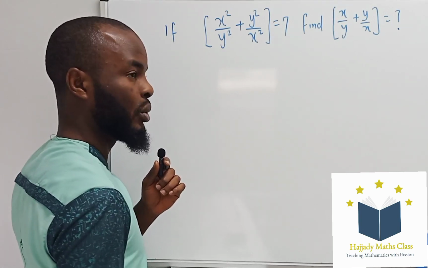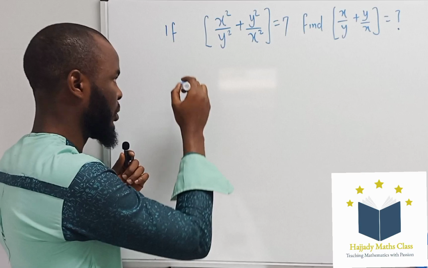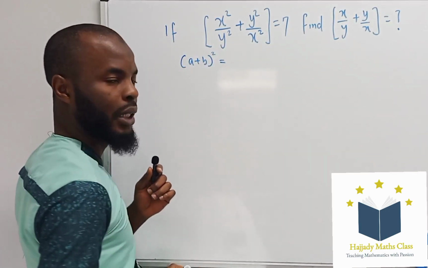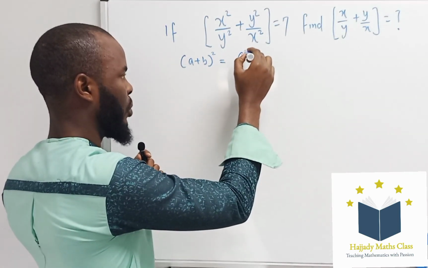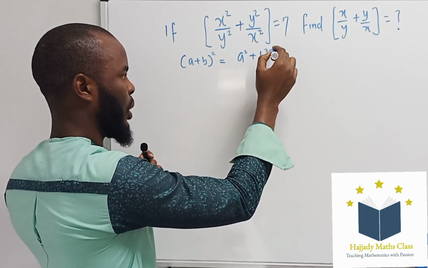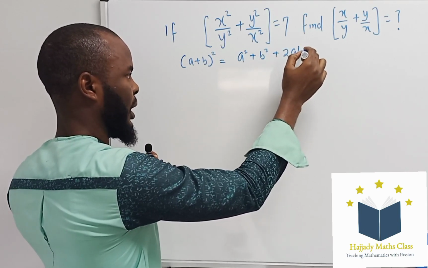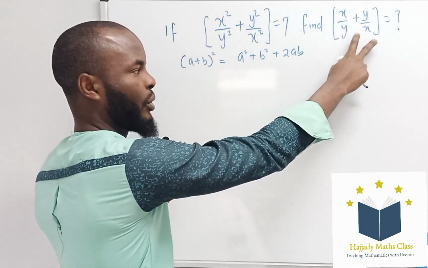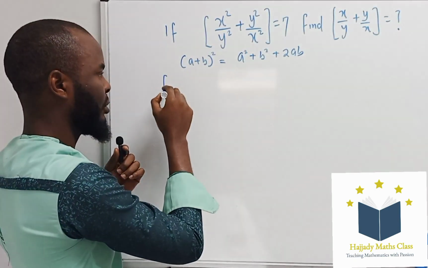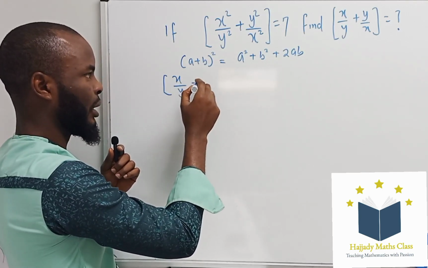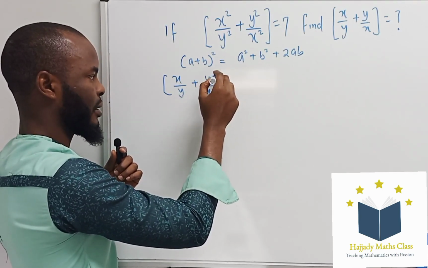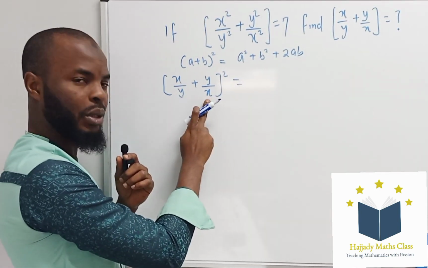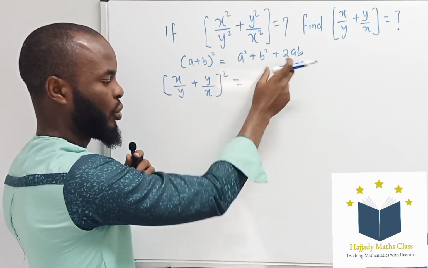Then doing this, I'm going to make use of this particular rule that says that if you have (a plus b) all squared, this is going to give you a squared plus b squared plus 2ab. So applying this rule, I'm going to square this. By squaring this, I'm going to have (x over y plus y over x) squared. So this is going to be my a, while this is going to be my b.